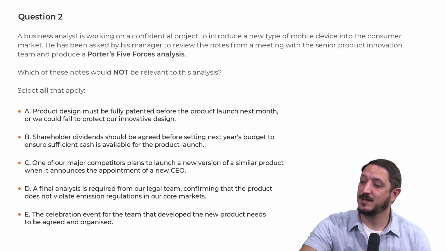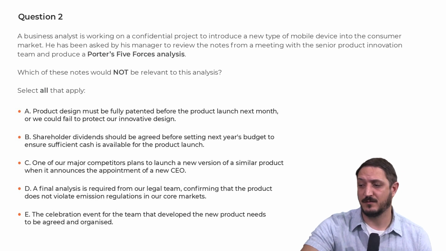So then we have E, which is the celebration event for the team that developed the new product needs to be agreed and organized. Is this relevant to Porter's 5 forces or not? Well, this is definitely not relevant. We can see that this has got something to do with internal logistical concerns, and it's related to PR and staffing and such. So this may not even be part of any external analysis, such as PESTLE.